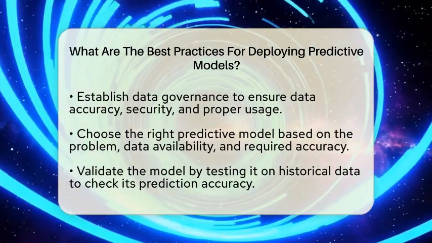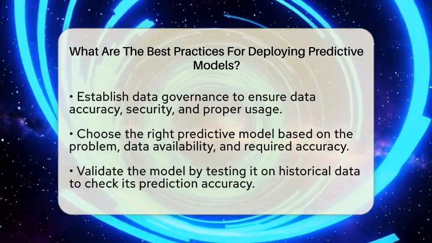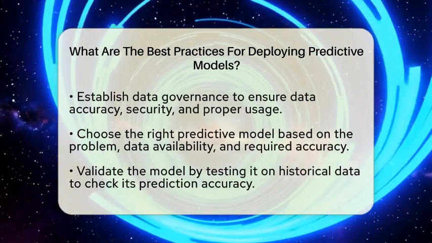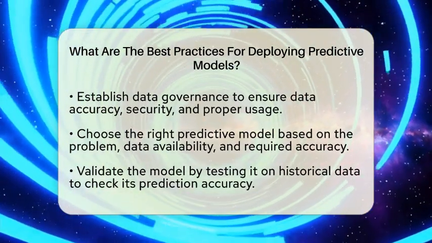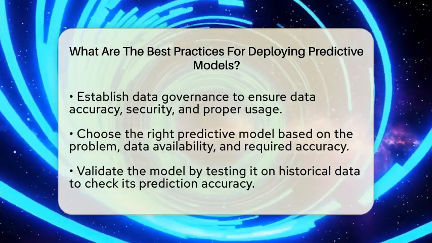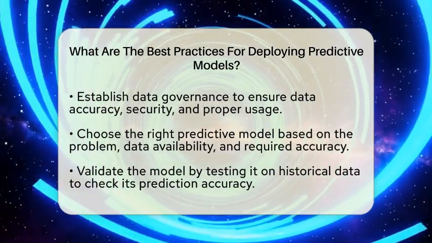Once you have a model, validate it. Before deploying, test the model on historical data to see how well it predicts known outcomes. This process, called validation, helps identify errors and improve accuracy. In sports, validation might involve comparing predicted injury risks with actual injury events.